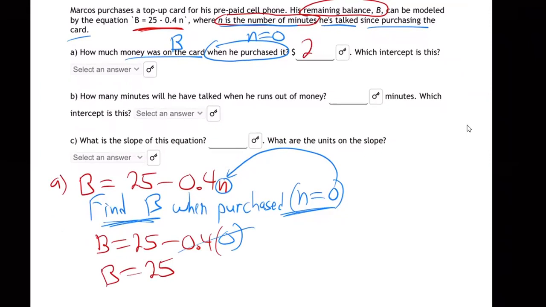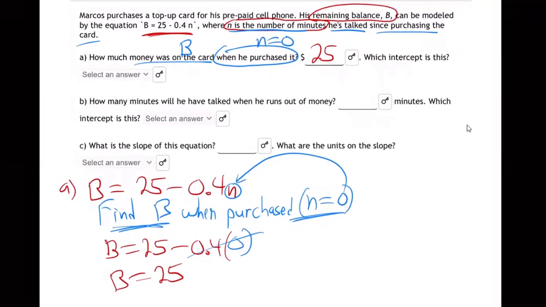So 25 is the balance. That's the amount of money. So he put 25 bucks on this card. Does that make sense? When he first filled up the card, there was 25 bucks on it. That's what that means, because he had talked 0 minutes at that time. The balance was 25 bucks when he first purchased the card.